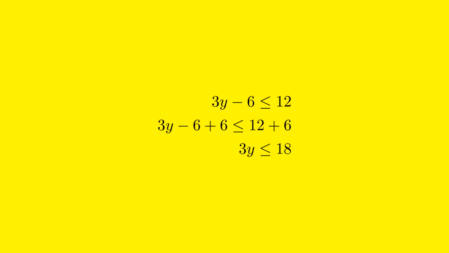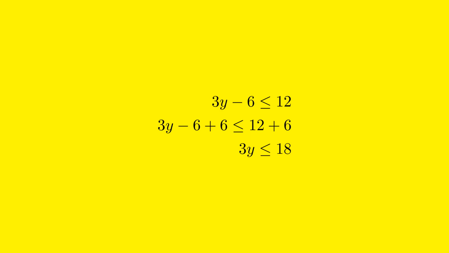To solve the inequality 3y minus 6 is less than or equal to 12, we need to isolate the variable y on one side of the inequality. In this first step, we will add 6 to both sides of the inequality. This is done to cancel out the minus 6 on the left side. So we add 6 to the left side and to the right side.